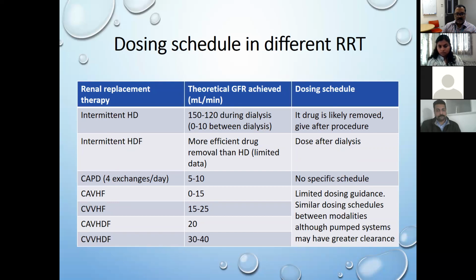For CAPD, theoretical GFR is about 5 to 10 ml per minute. So there's no specific schedule. It's just like dosing as in a person that wasn't on dialysis.